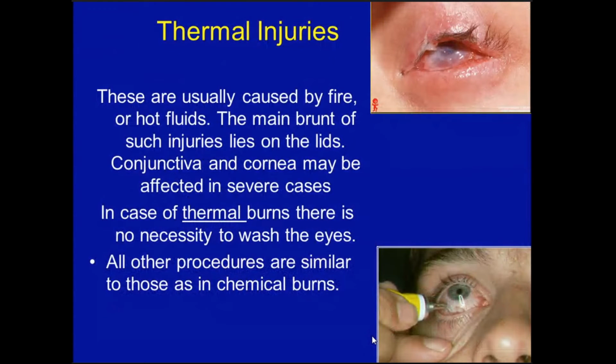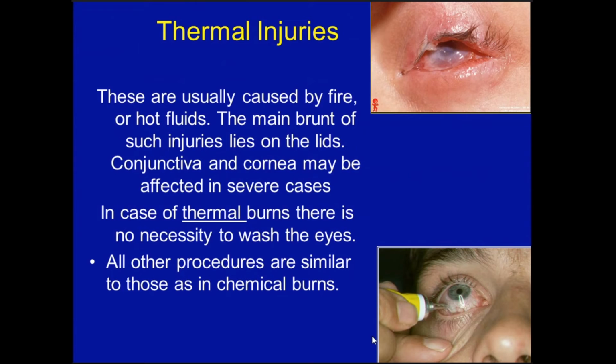Thermal injuries are usually caused by fire or hot fluids. Usually the conjunctiva and eyelids suffer more severely from this thermal burn than the cornea and deeper structures.